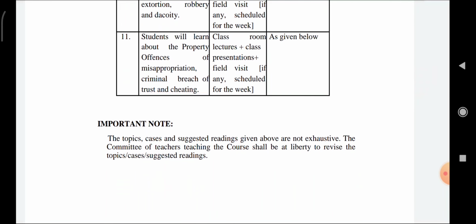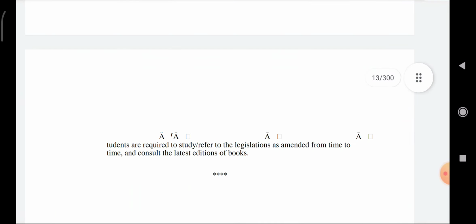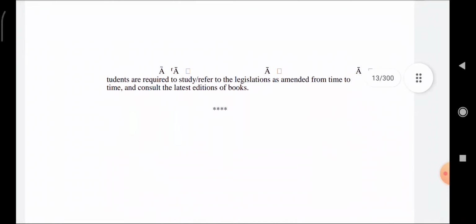Important note, this is for you to read. The topics, cases, and suggested readings given above are not exhaustive. The committee of teachers teaching the course shall be at liberty to revise the topics, cases, and suggested readings further. Students are required to study, refer to the law as amended from time to time, and consult the latest edition of books.